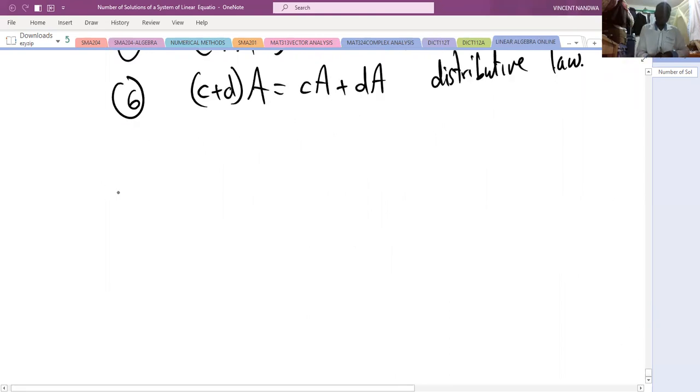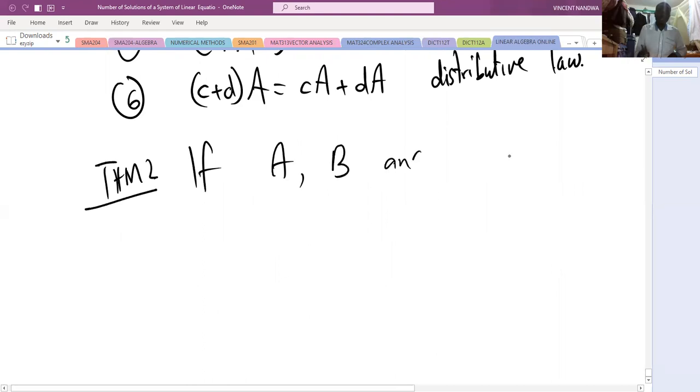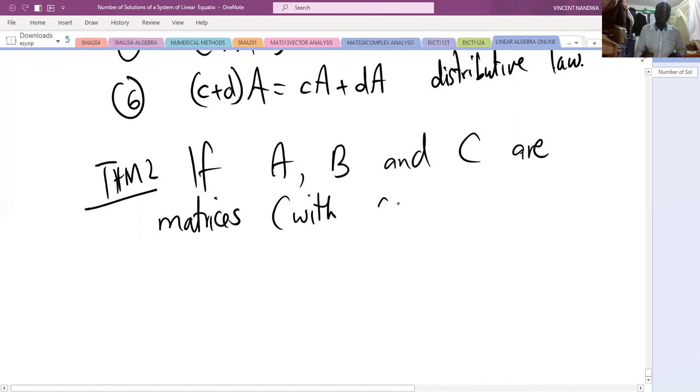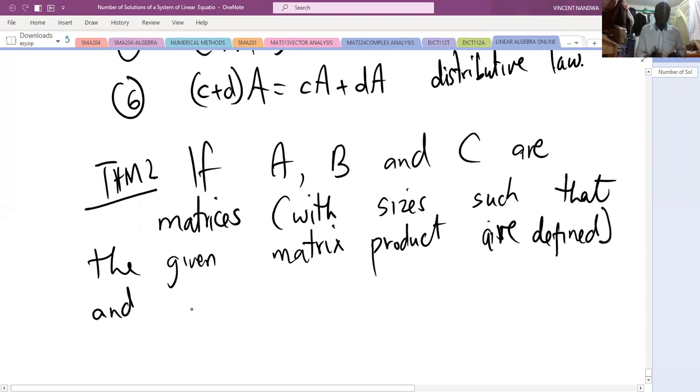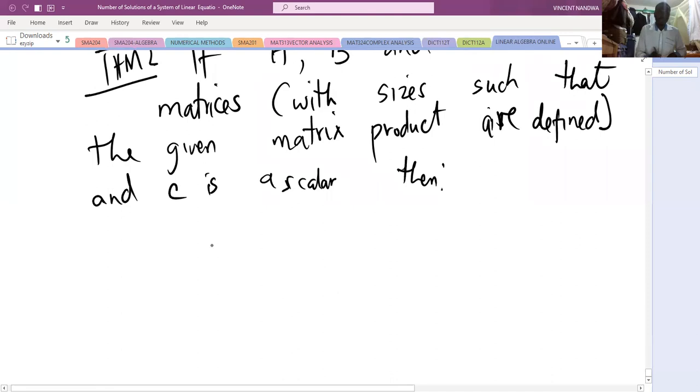And then theorem 2. If A, B, and C are matrices with sizes such that the given matrix operations or products are defined, and C is a scalar, then these properties also hold. 1, A times (B times C) is equal to (AB) times C.